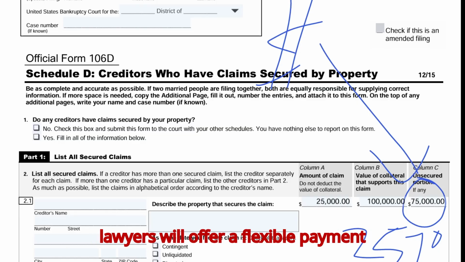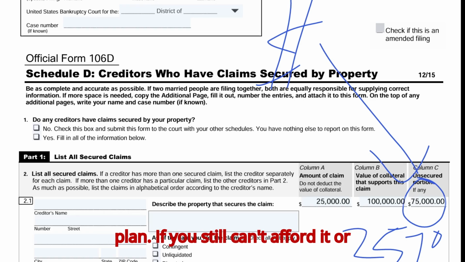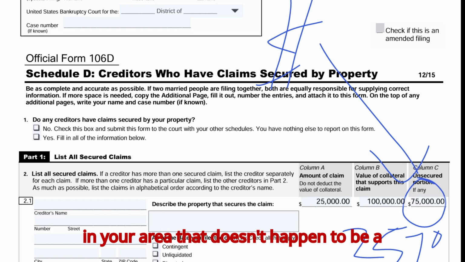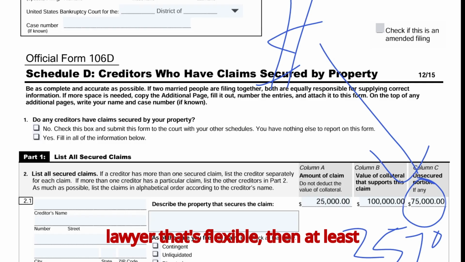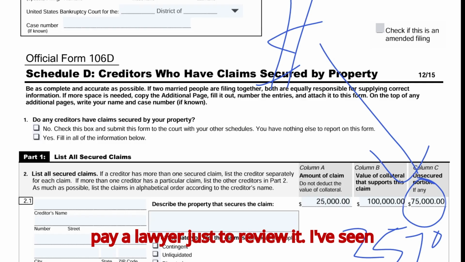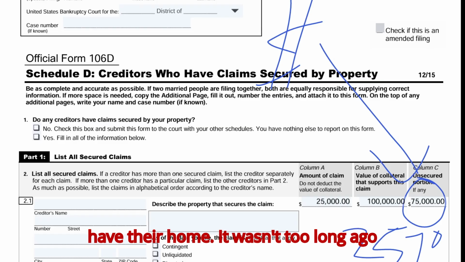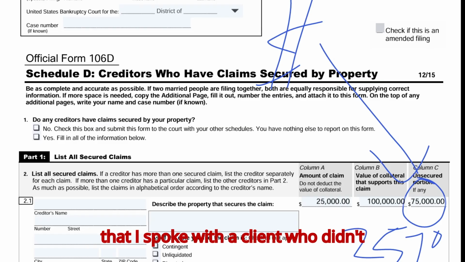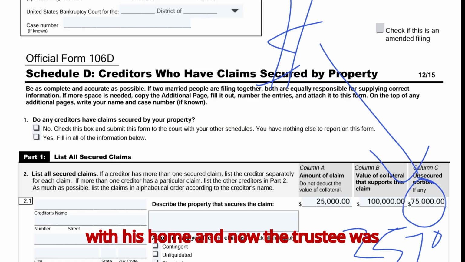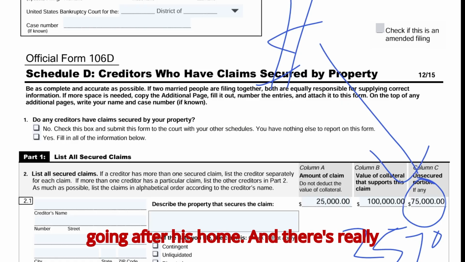Most lawyers will offer a flexible payment plan. If you still can't afford it, or in your area there doesn't happen to be a lawyer that's flexible, then at least pay a lawyer just to review it. I've seen people make a lot of mistakes when they have their home. It wasn't too long ago that I spoke with a client who didn't realize he made a mistake with his home, and now the trustee was going after his home.